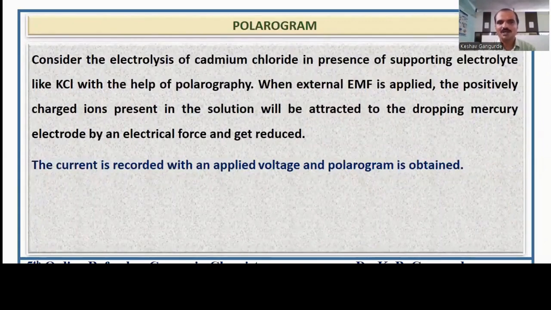In order to see how the polarogram is used to carry out analysis by polarography, consider the electrolysis of cadmium chloride in the presence of a supporting electrolyte like KCl. When external EMF is applied, the positively charged cadmium ions in the solution get attracted towards the cathode, that is the dropping mercury electrode, by an electric force and are reduced at the dropping mercury electrode. The current is generated and recorded with the applied voltage, and a polarogram is obtained.